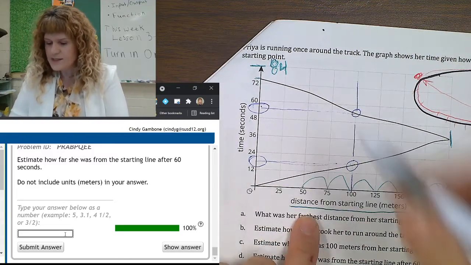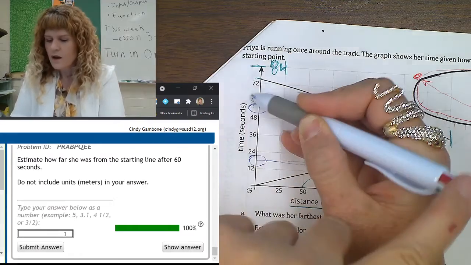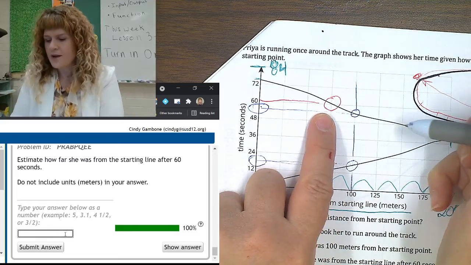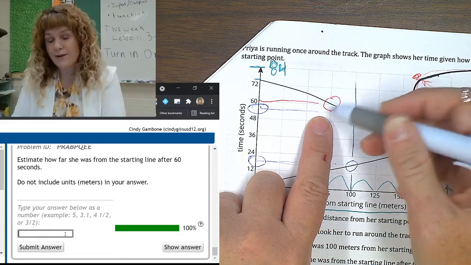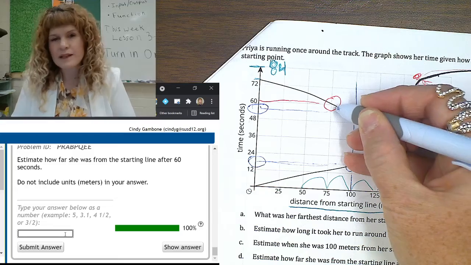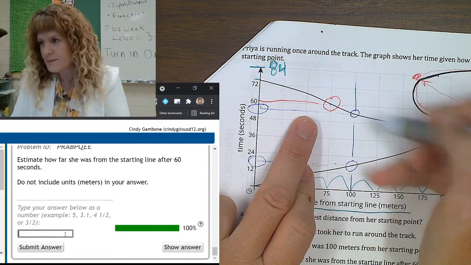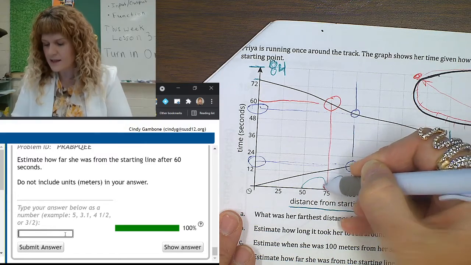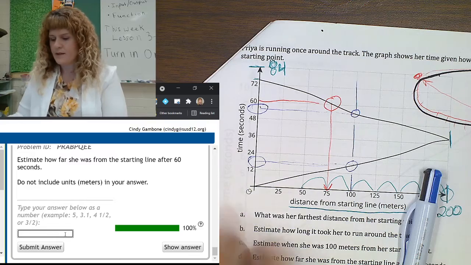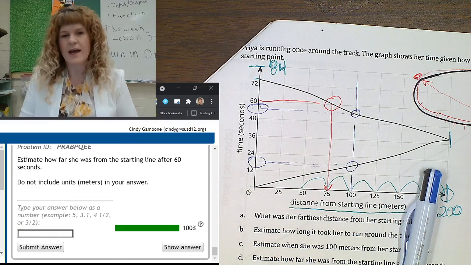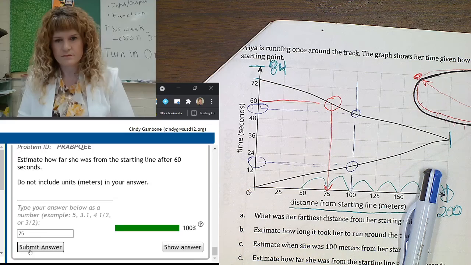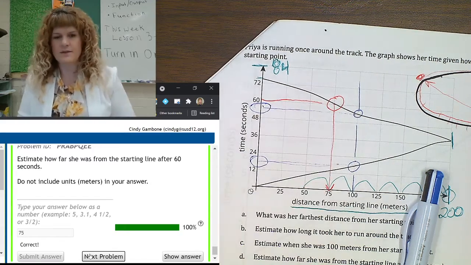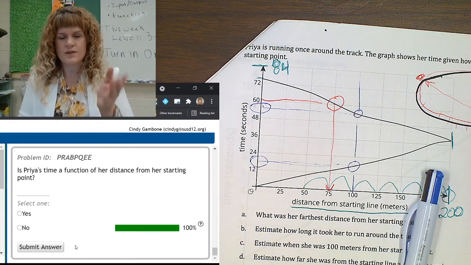Because when you find 60 seconds on the y-axis and you go over to the graph, you see that Priya's graph is exactly on the grid lines, where these two grid lines meet. So you can easily go down and exactly read the x-axis. The distance is 75 meters at 60 seconds. So after 60 seconds of running, her distance was 75 meters. Make sure you see that yourself on the graph.